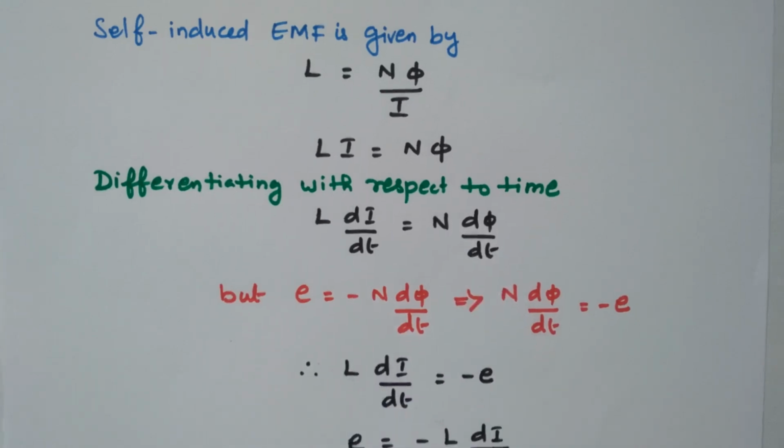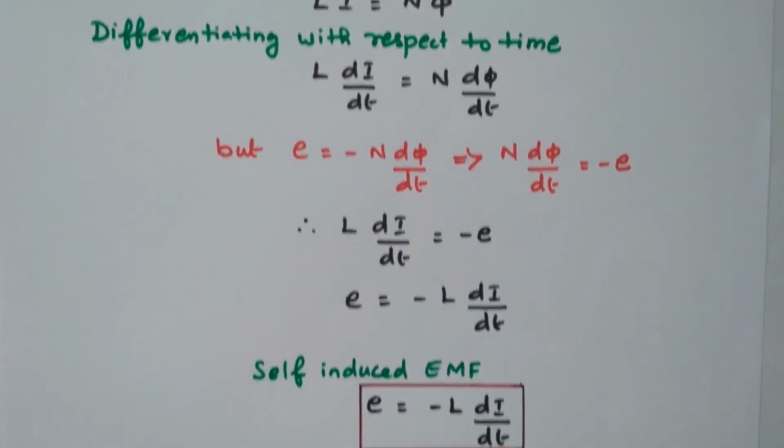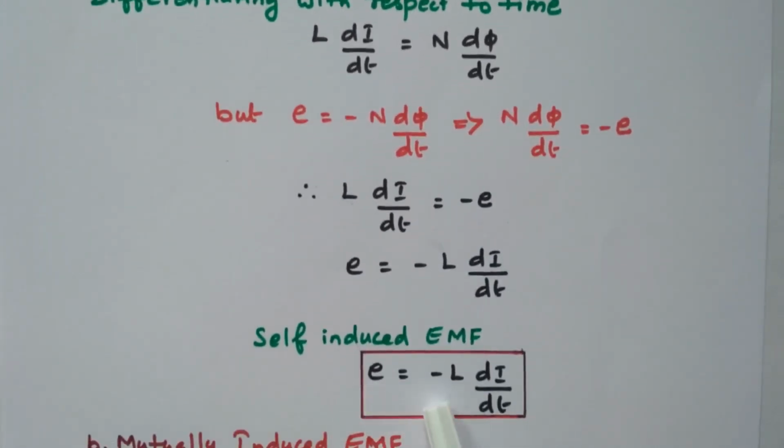So this equation becomes L di by dt equal to minus E, since N d phi by dt is replaced by minus E. So that can be written as E equal to minus L di by dt. This is nothing but the self-induced EMF. Self-induced EMF means having only one coil, with EMF due to its own flux linkage.